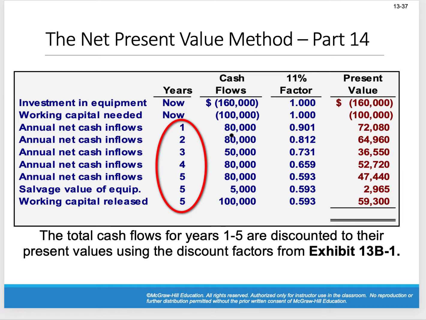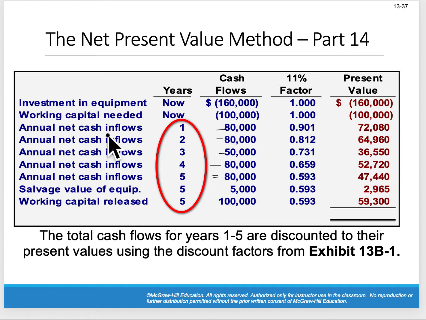We have different cash flows, right? Year 1, year 2, same. Year 3, up, dips down. Year 4, year 5, it's back up to 80,000. What we need to do then is discount each of these cash flows, okay?